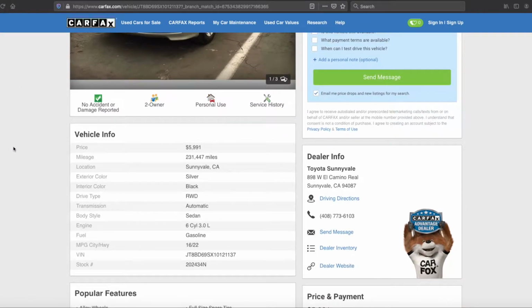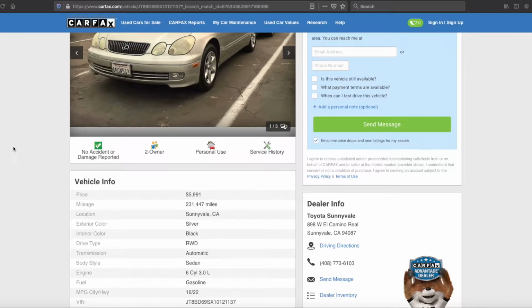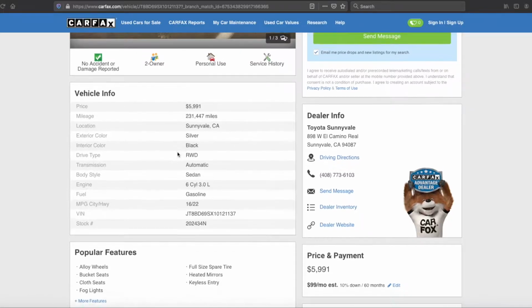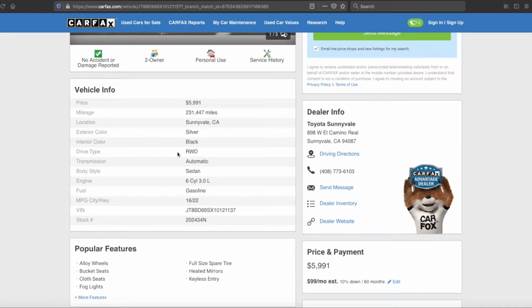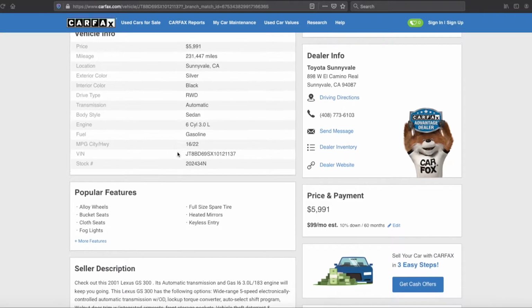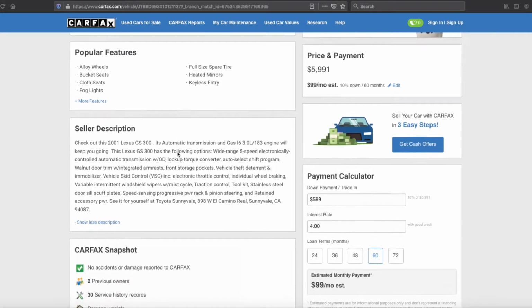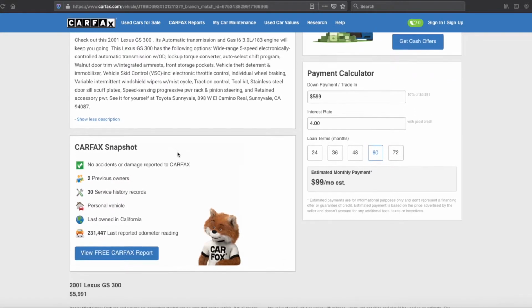They post a lot of details. Besides the price and the location, this is in California, so it probably won't have much rust on the underbelly. And this car is going to be well maintained, and I can tell you that because I actually looked at the Carfax already. But there's another way to look at it as well.